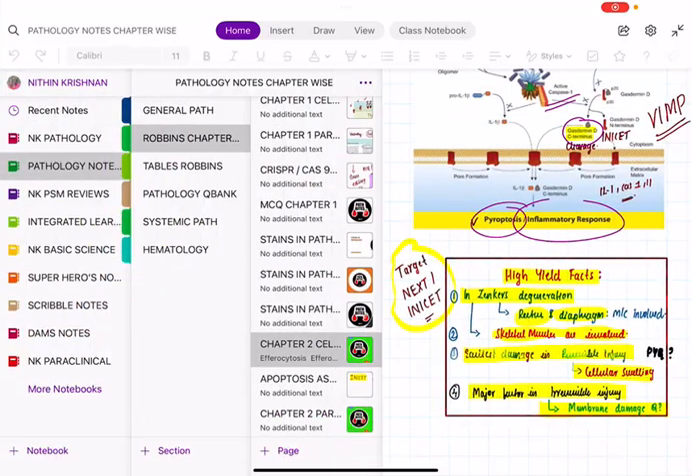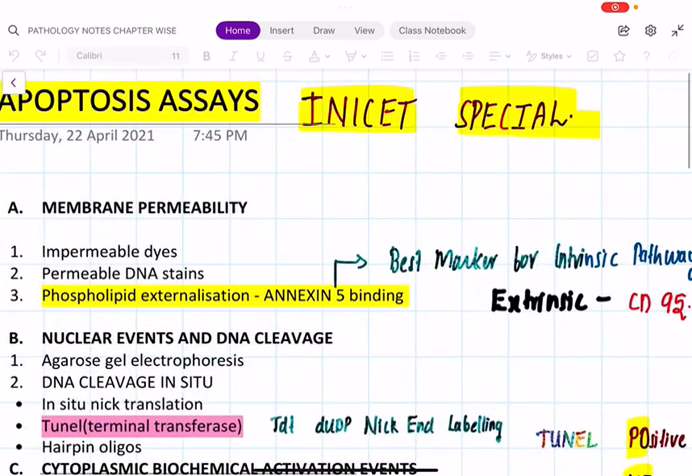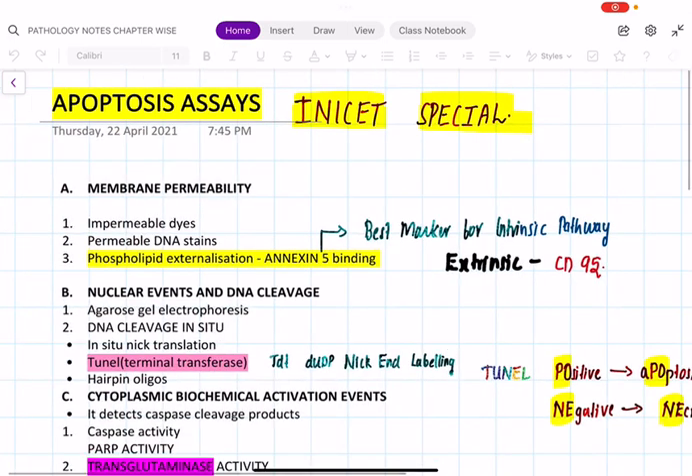Next, I'm going to tell you about various assays. Assays for apoptosis. It is mainly for INICET, Institute of National Importance Combined Entrance Test. Number 1, membrane permeability assay. Out of that, we have impermeable dyes and permeable DNA stain.